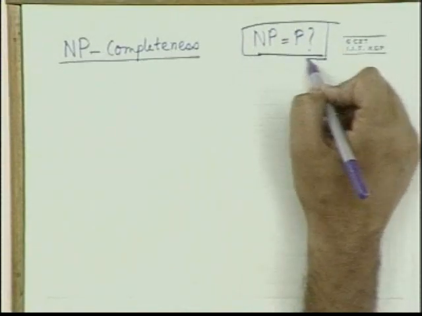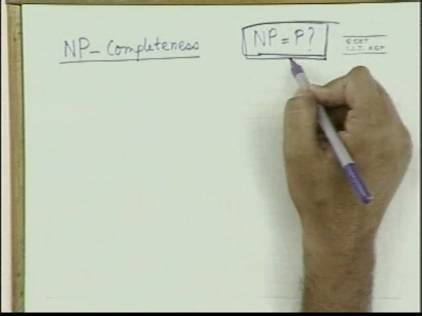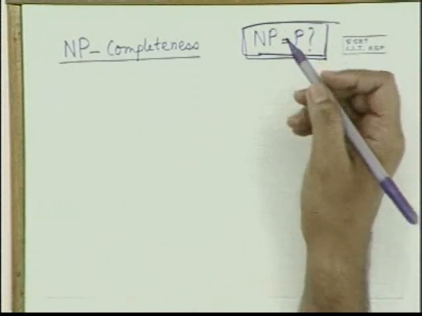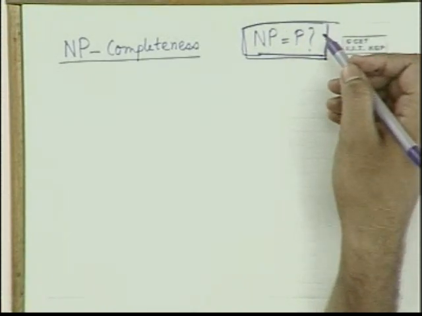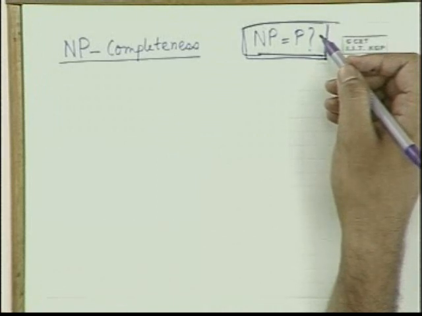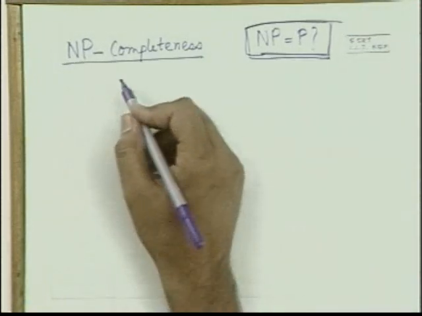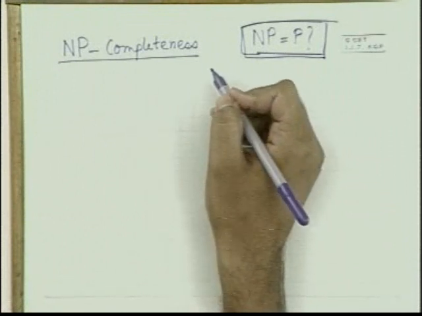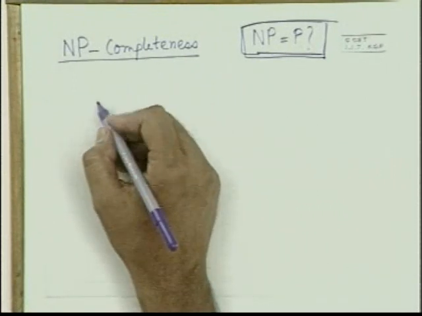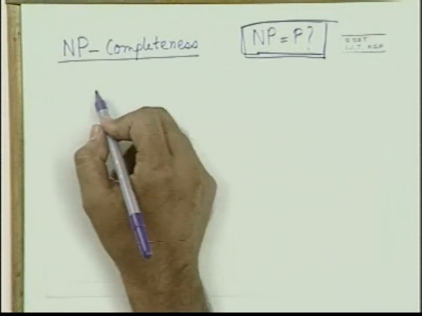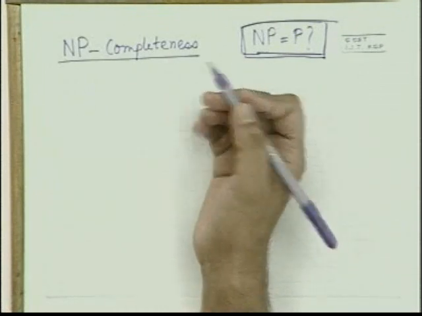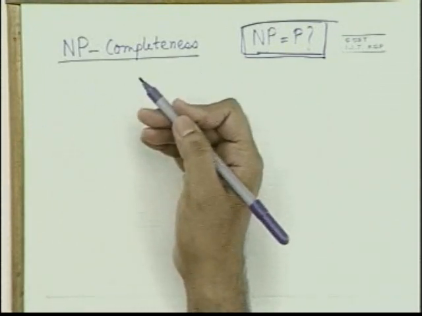Okay, so this is the question: is NP equal to P or not? This is a very well known and still unsolved problem in computer science. Now let me tell you what we mean by NP complete problems. I just told you what an NP complete problem is; I am now defining it in a very formal sense.